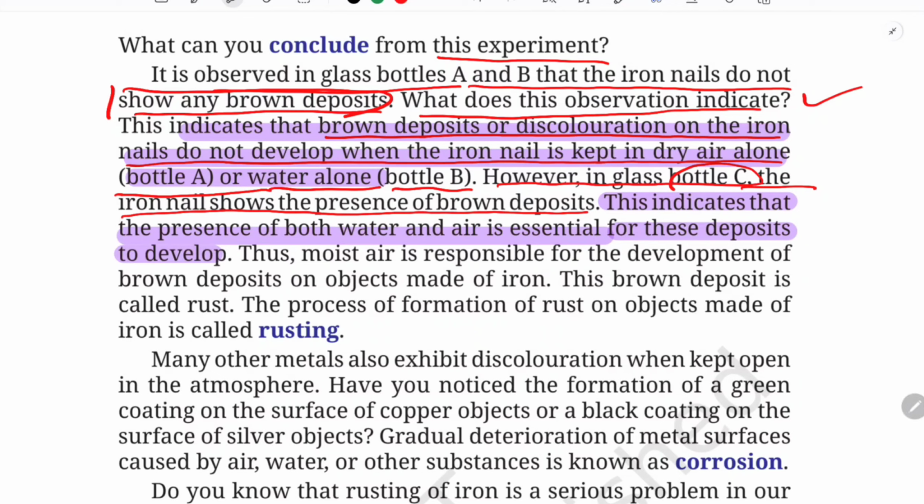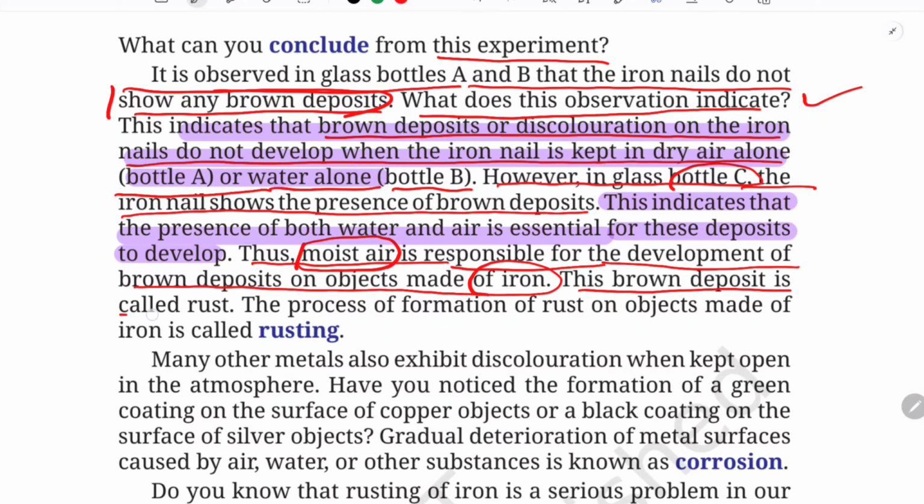So thus, moist air is responsible. That means in the air there is also the presence of water, that is, water in the form of vapor. Moist air is responsible for the development of brown deposit on objects made of iron. I hope this is clear.